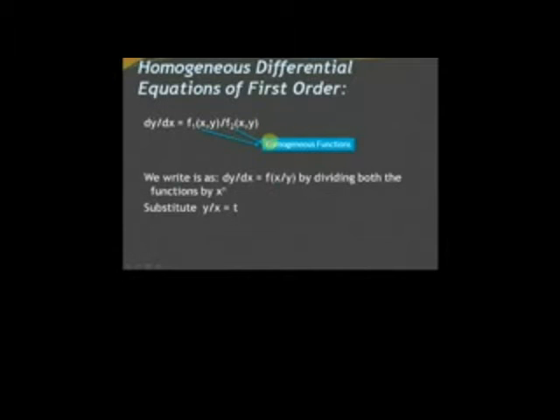Now we write dy by dx as equal to f of x by y by dividing both the functions by x to the power of n. If this equation is of degree n, then we divide the numerator and denominator by x to the power of n, and thus we express dy by dx as a function of x by y. In the next step, we substitute y by x equal to t, and this is the way we solve such homogeneous differential equations of the first order. So let's try to see an example.